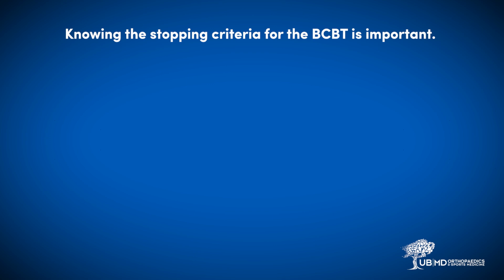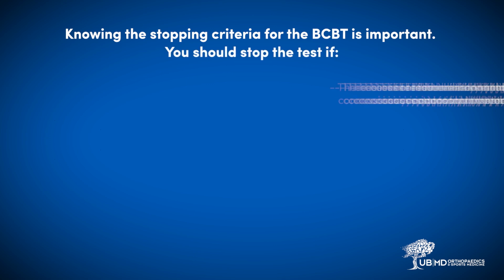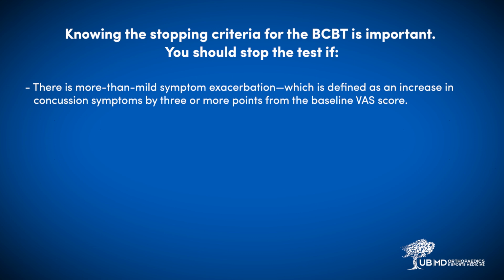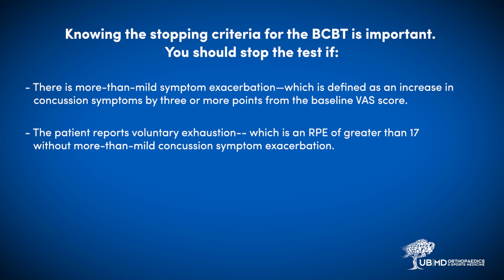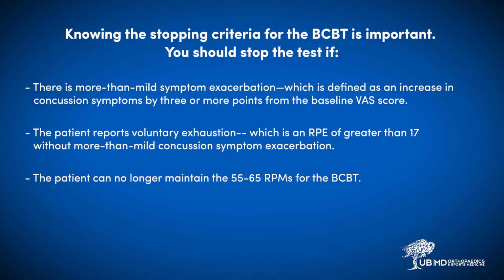Knowing the stopping criteria for the BCBT is important. You should stop the test if there is more than mild symptom exacerbation, which is defined as an increase in concussion symptoms by 3 or more points from the baseline VAS score. The patient reports voluntary exhaustion, which is an RPE of greater than 17 without more than mild concussion symptom exacerbation. The patient can no longer maintain the 55 to 65 RPMs for the BCBT.